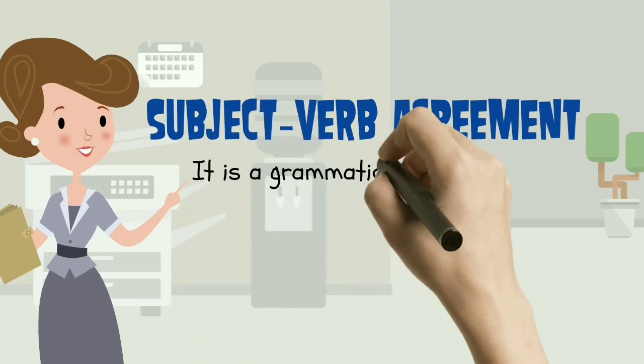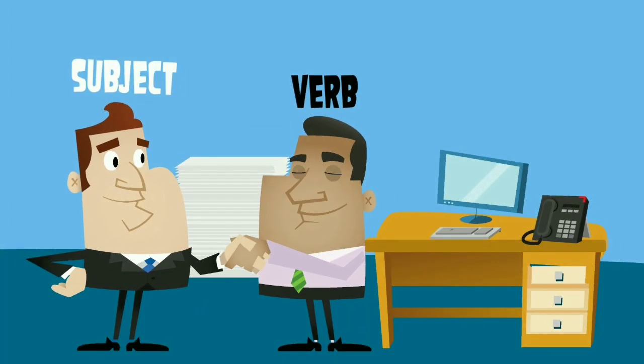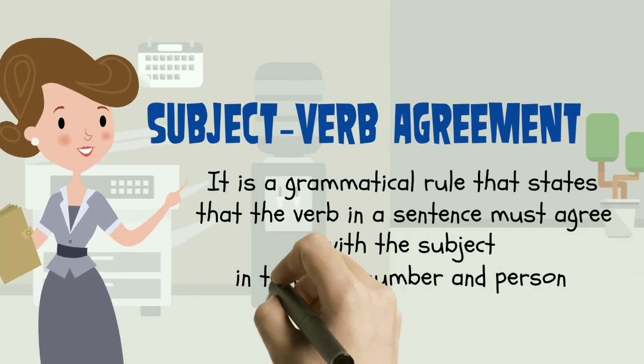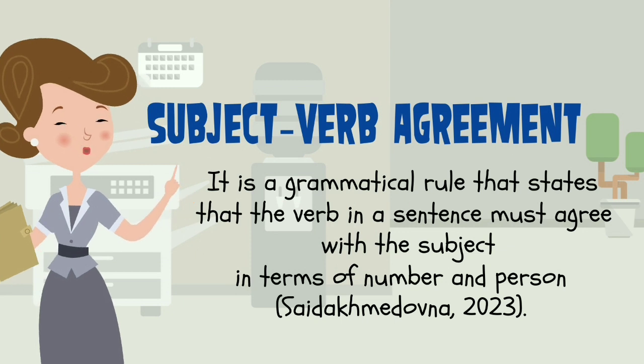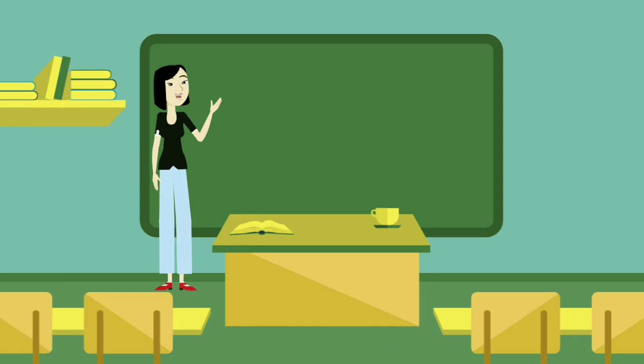Subject-verb agreement is a grammatical rule that states that the verb in a sentence must agree with the subject in terms of number and person. But before we delve deeper into the topic, let us first define what is a subject, a verb, a singular and plural noun, and a singular and plural verb.